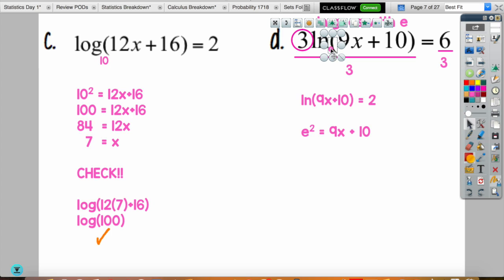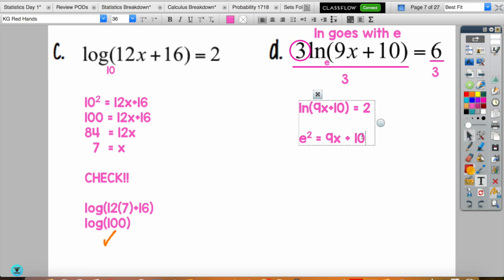So that e squared minus 10 divided by 9, that's your answer. It is a decimal answer once you type it into your calculator. And then, of course, you're going to round this.